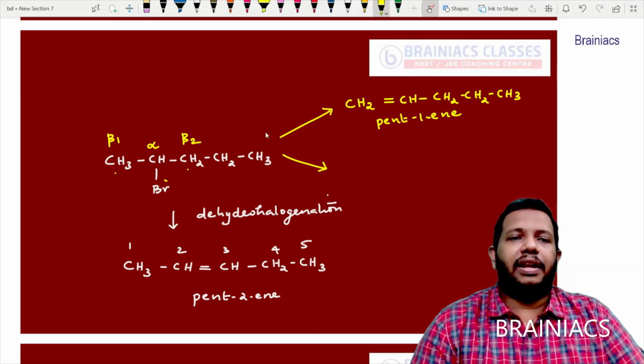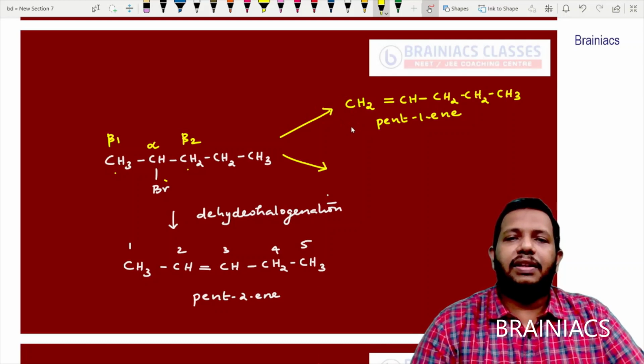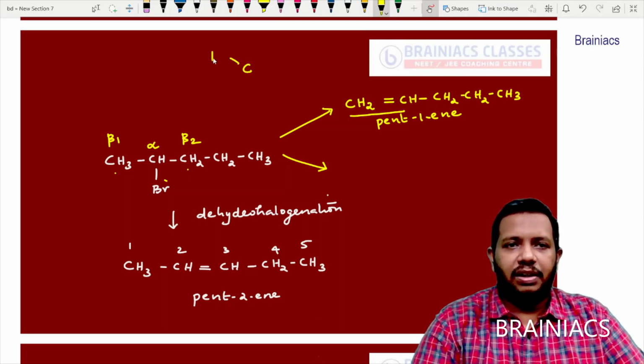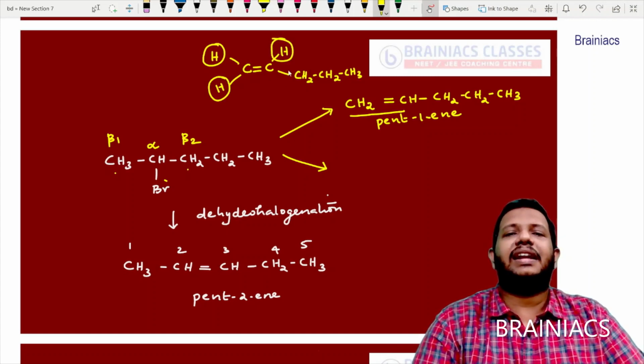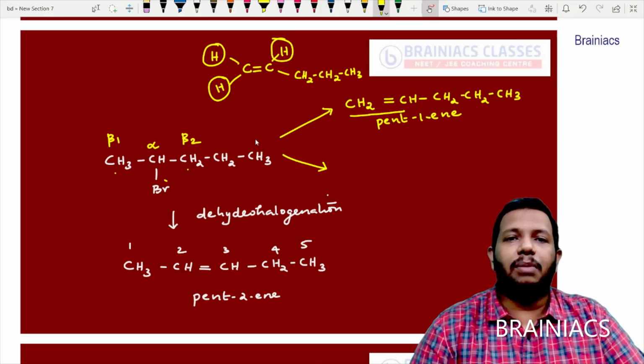And this is pent-1-ene. Now we know whether this is the most substituted one. No. How do you say whether it is most substituted or not? Let's just look at the carbon-carbon double bond. In one carbon there are 2 hydrogen atoms, and in the other carbon you have 1 hydrogen, and the next one is CH2, CH2, CH3. So I can say in this alkene 3 hydrogens are present intact, only 1 hydrogen is replaced. That means 1 substitution has happened. So I can say this is not the most substituted.